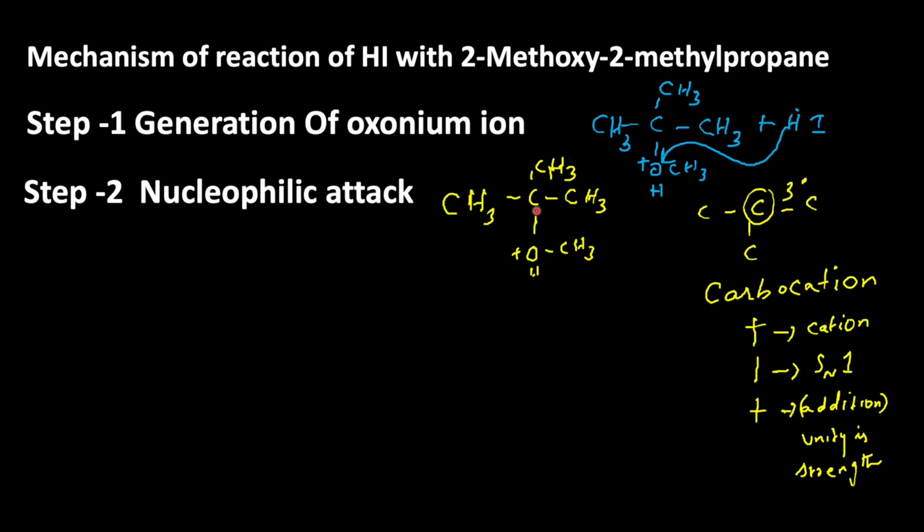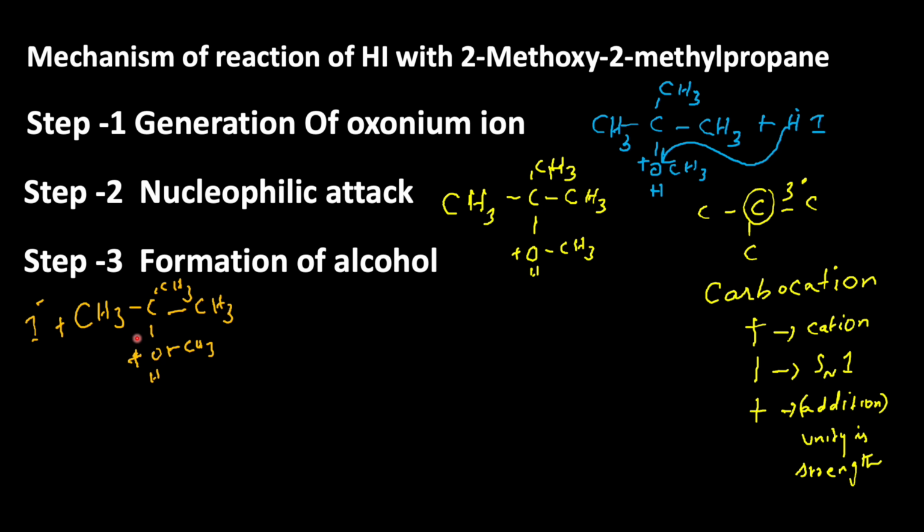So here, if you look, this carbon contains 3 other carbons along with it. So unity is strength. That means the tertiary carbocation is stable. Because of this stability, now the iodide ion will attack this carbocation, resulting in the formation of tertiary iodide. So let us go to the third step.